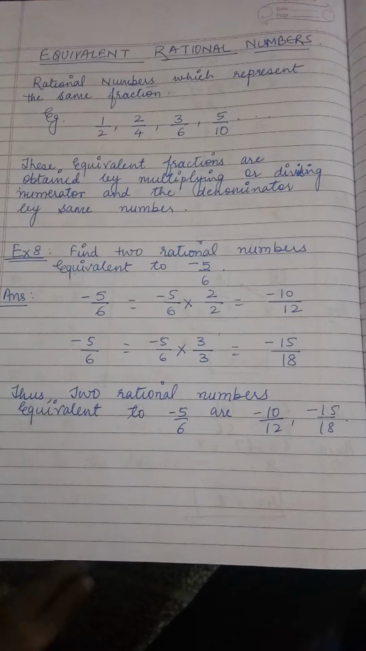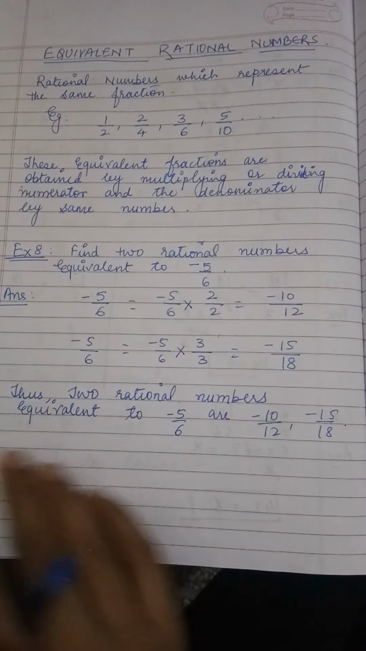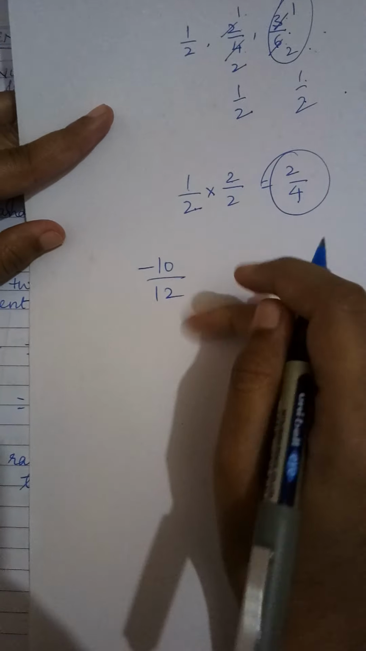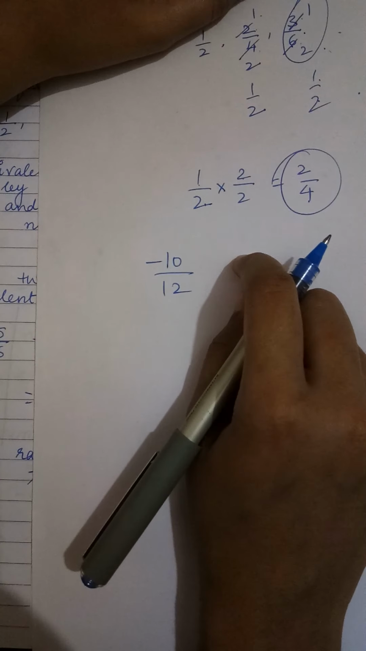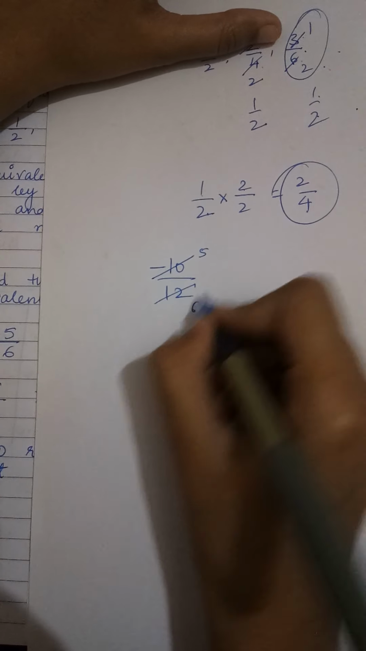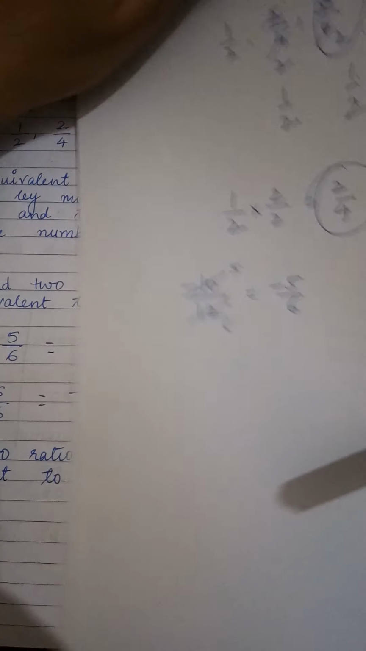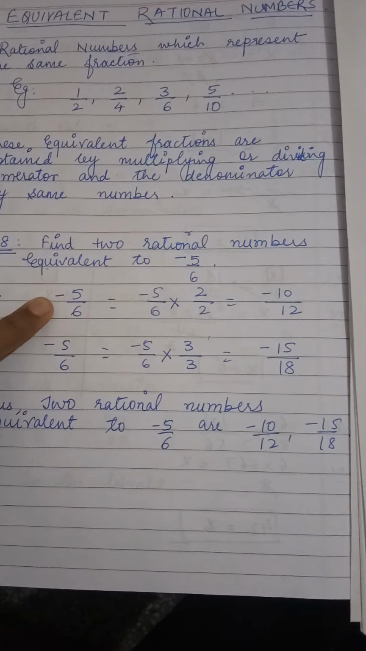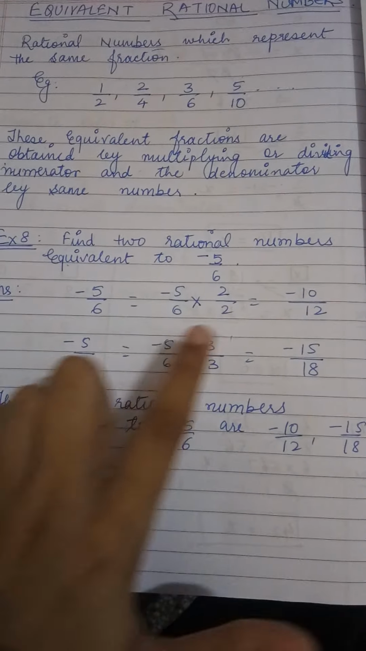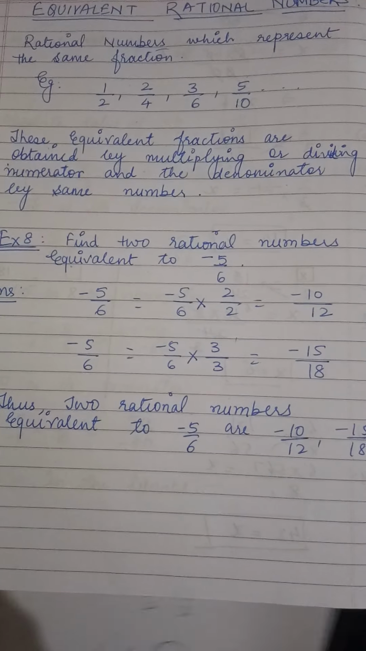These two are there. Now why are these two equivalent? Let me tell you. If I am having minus 10 upon 12, let me cancel these two because they are having the common multiple 2. 2 5s are 10 and 2 6s are 12. So what is coming? Minus 5 upon 6. See, it was there, minus 5 upon 6. That's why these are equivalent fractions, because they are having the common multiple. Okay, now let's move to example number 9.